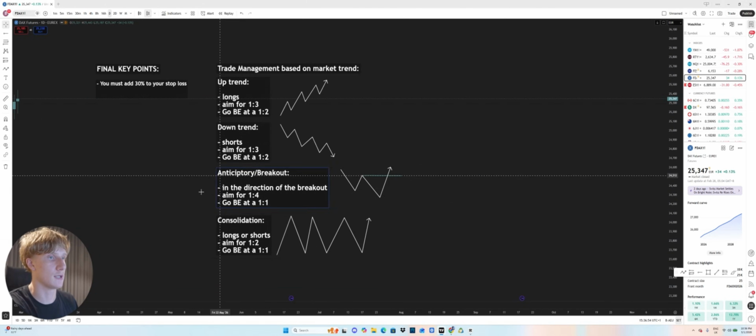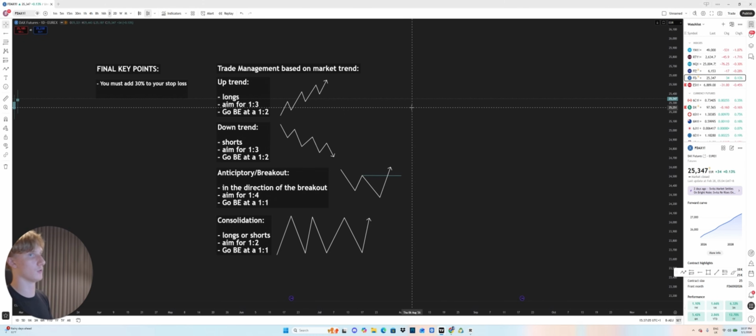Now, this is one thing I told you we was going to go back to: the anticipatory breakout and the consolidation. Trade management dependent on the trend. So start with the easiest two, which is what we've really been focusing on. In an uptrend, of course, we're looking for longs. You want to aim for a 1 to 3. So whatever you're risking, you should get 3x at your TP.